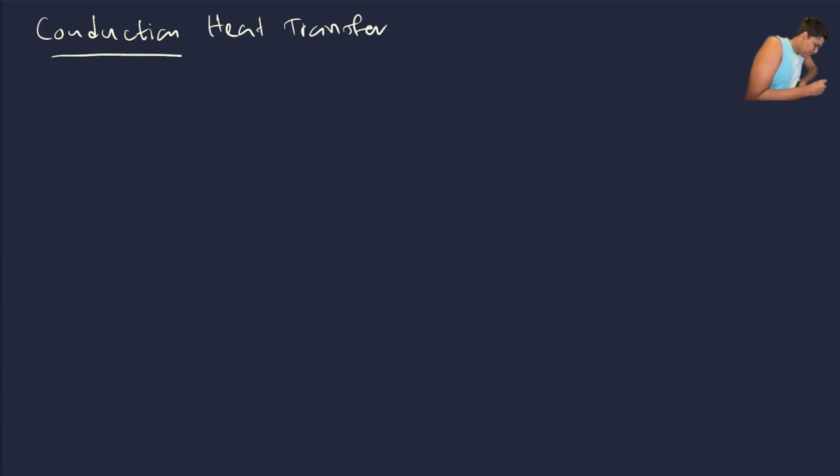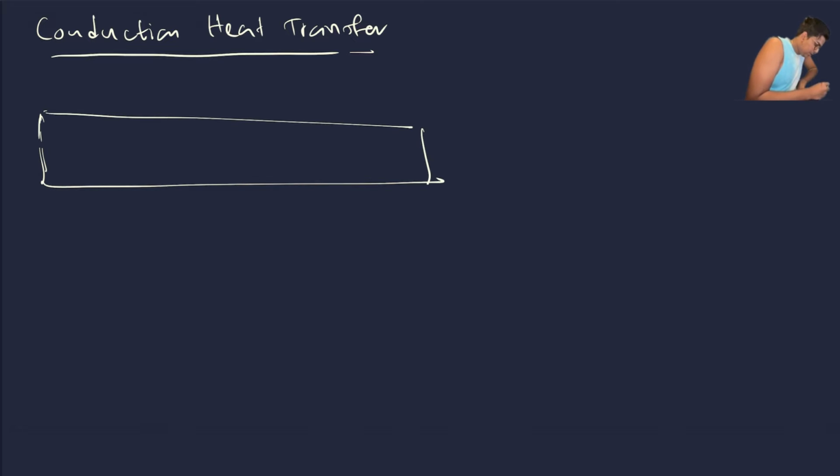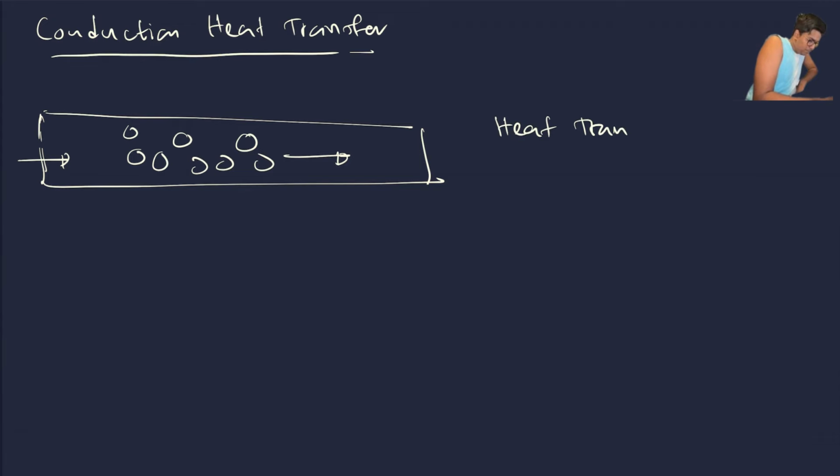So when you think about conduction heat transfer, conduction heat transfer is basically the heat transfer that happens due to the vibration of particles. Consider a small slab. Due to the particle vibration, the heat transfer happens along the slab. For the heat transfer to happen, there has to be a temperature difference, T1, T2.